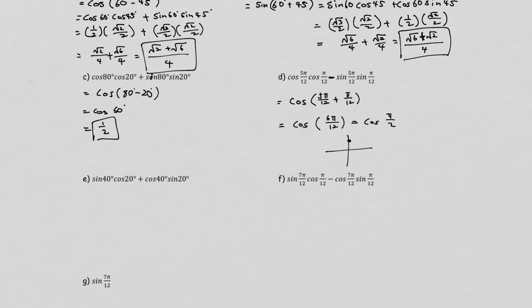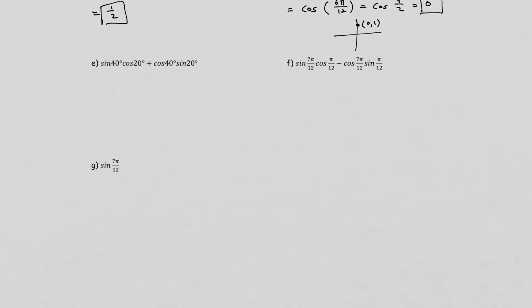Cosine being the x value, cosine pi over 2 is going to be 0. Because you have sine and cosine rotated, you know this is going to be the sine function of sum and difference. And it means if you have addition, you are adding. That gives you sine 60 degrees. And sine 60 degrees is square root of 3 over 2.